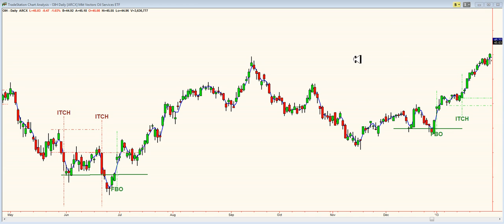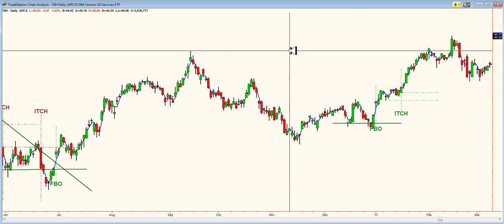Here's OIH. Again, you can see the elements here. Break of a downtrend. Had a support area. Broke through that. Reversed. Gave you a false breakout signal. Higher low and continued higher.